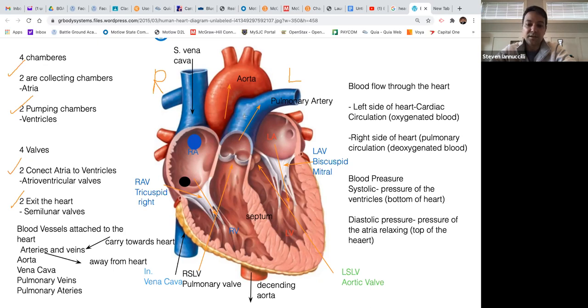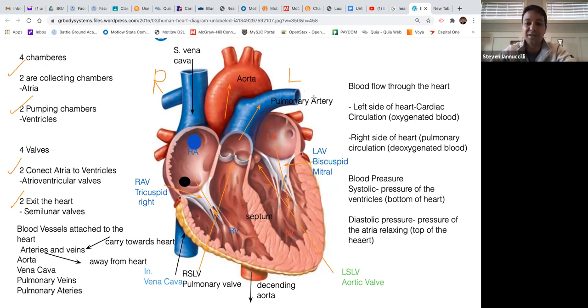Now, this big blue blood vessel that's going away from the heart, even though it's blue, it's going away from the heart because it does not have any oxygen in it. That's called the pulmonary artery, right? Pulmonary means lung. Remember, artery, away from the heart, pulmonary, lungs. So this blood vessel takes oxygen-poor blood, the blood cells that do not have oxygen, into the lungs, which is away from the heart. That's why we call it an artery.